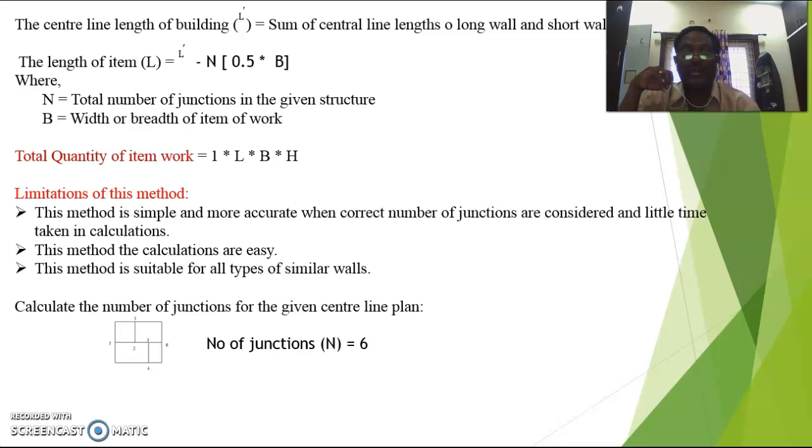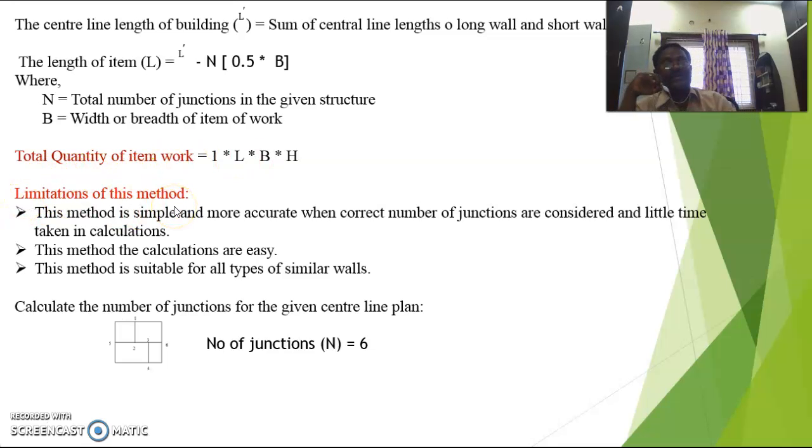Total quantity means here N is equal to 1, but L into B into H, where B and H are the same as in the long and short wall method. L you have calculated in the above step. Why are you taking N? Because you are calculating the entire walls as one unit, so it is called 1. This method is the simplest method if you calculate the accurate number of junctions and accurate center line length of the building. Then its value is very easy to calculate.